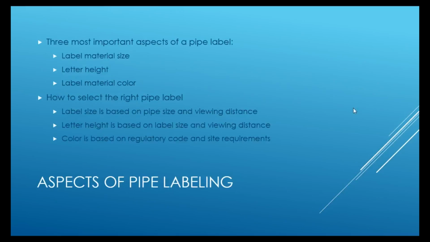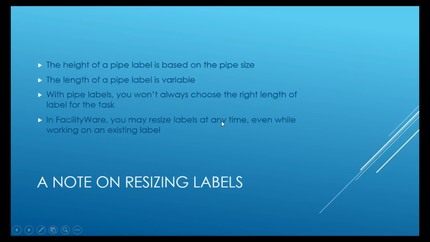So the aspects of pipe labeling, the three main aspects are the label material size, the letter height, and the label material color. Those are dictated kind of by the guidelines that you wish to follow. So the label size is usually based on the pipe size and the viewing distance. The letter height, generally speaking, is full height for the label size, but that can also be based on the code that you wish to follow, as well as your viewing distance. And then the color is usually also based just on your regulatory code and your site requirements.